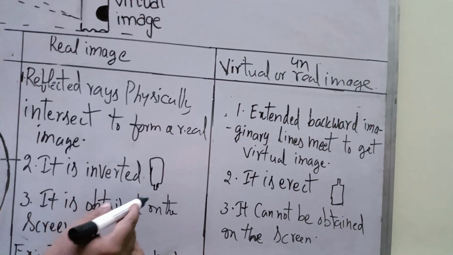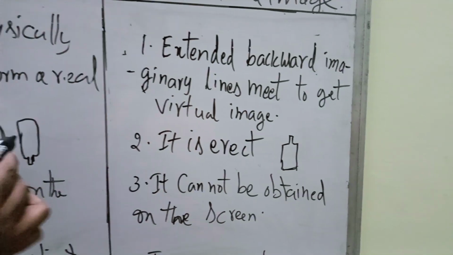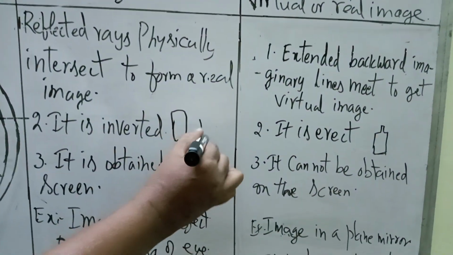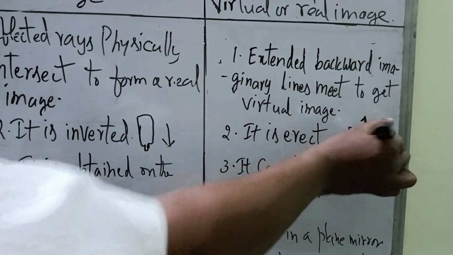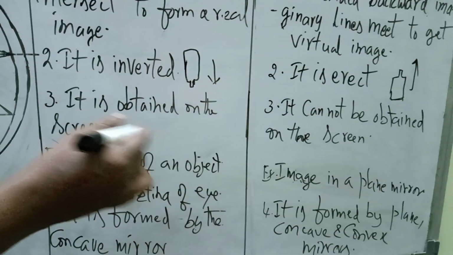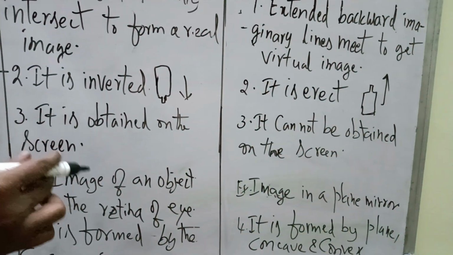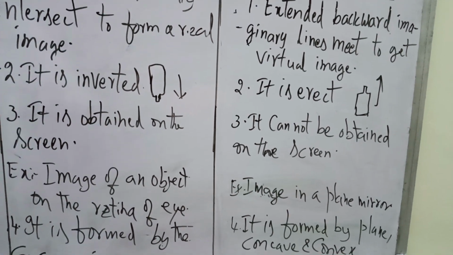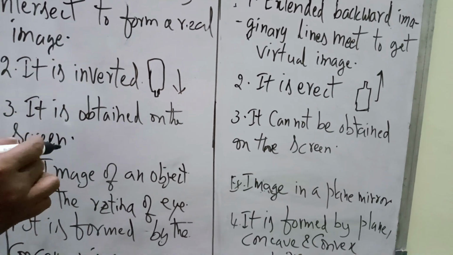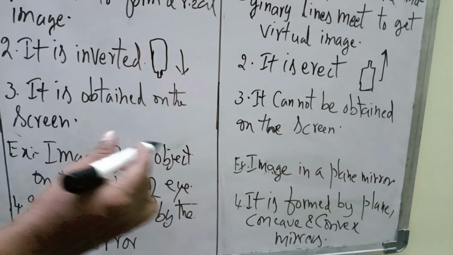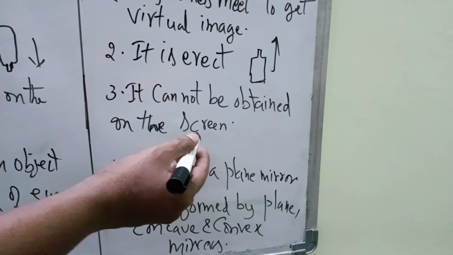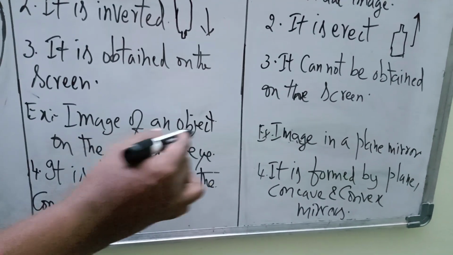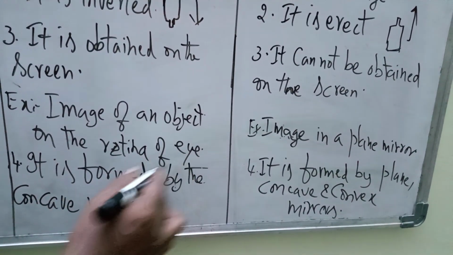Second one, it is inverted. We get an inverted image here, and here we get an erect image. It is upside down here, while the other is a directly erect image. A real image can be obtained on a screen. For example, in the cinema screen, when the rays are projected from the projector room, the images are directly formed on the screen. A virtual image cannot be obtained on the screen. Next example, the image of an object on the retina of the eye.